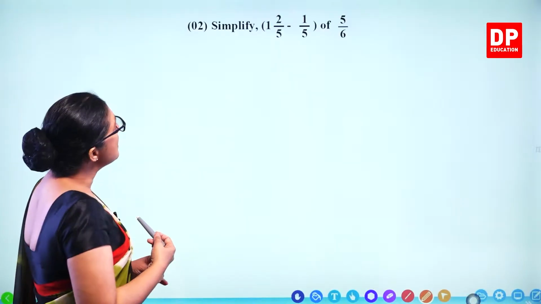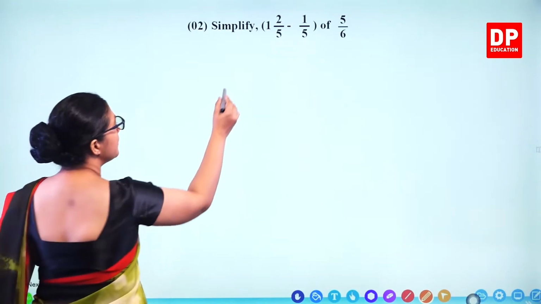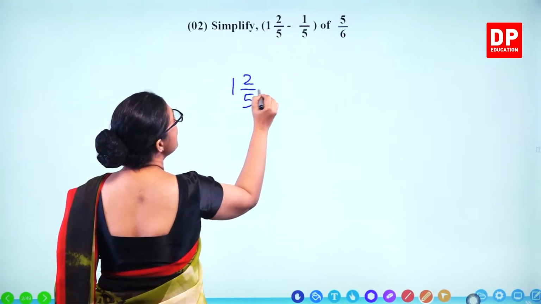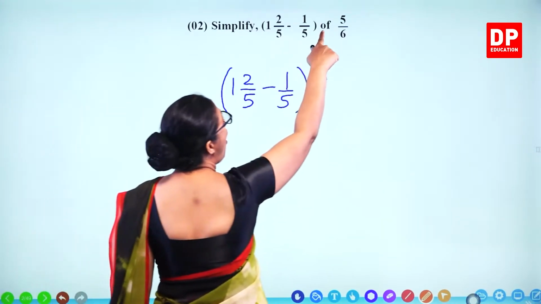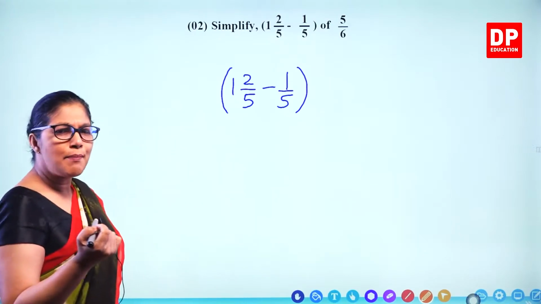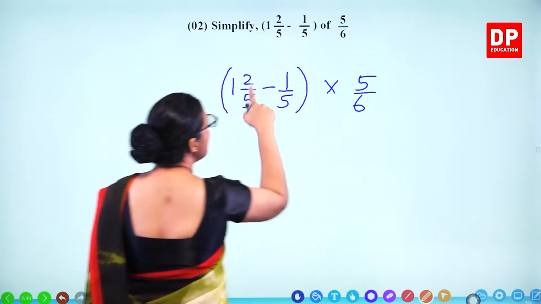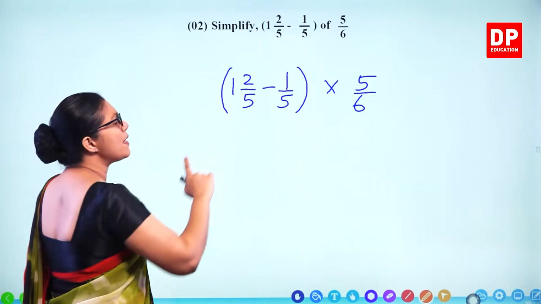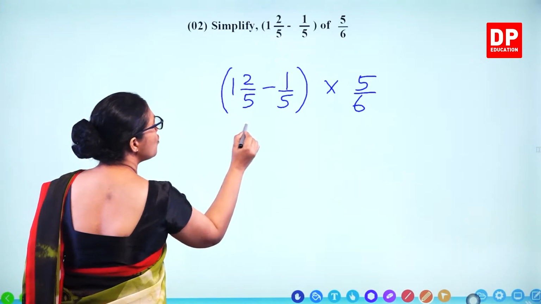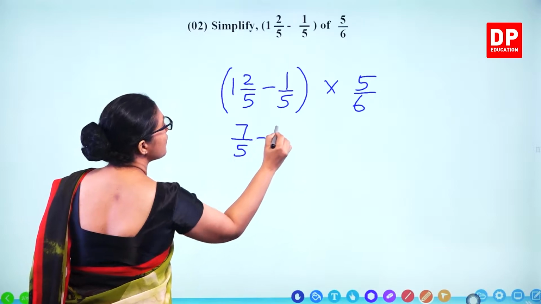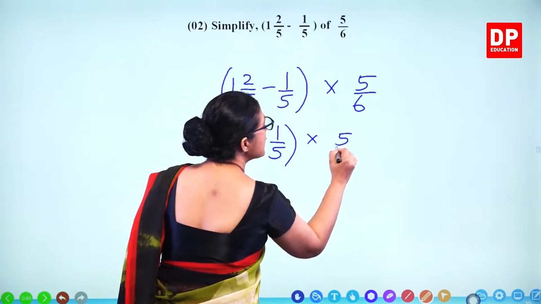Question number 2, simplify. First, we'll do brackets according to BODMAS. Brackets first. And then of 5 over 6. Of means multiplication in mathematics. So, we'll do the brackets first. This is a mixed number. Convert to improper fraction. 5 times 1, 5. 5 plus 2, 7. 7 over 5 minus 1 over 5, into 5 over 6.